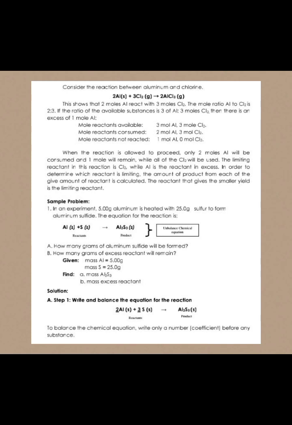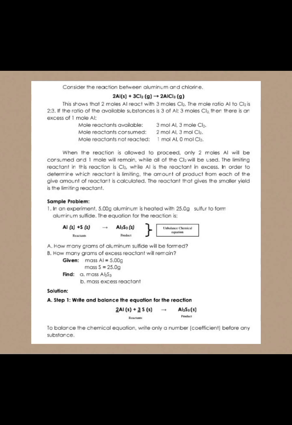When the reaction is allowed to proceed, only 2 moles aluminum will be consumed and 1 mole will remain, while all the chlorine will be used. The limiting reactant in this reaction is Cl2, while aluminum is the excess reactant. In order to determine which reactant is limiting, the amount of product from each of the given amounts of reactant is calculated. The reactant that gives the smaller yield is the limiting reactant.